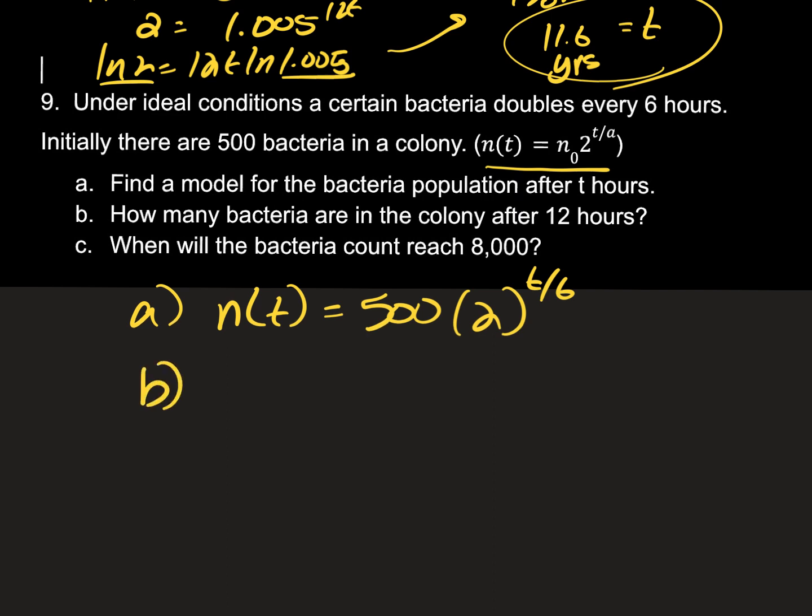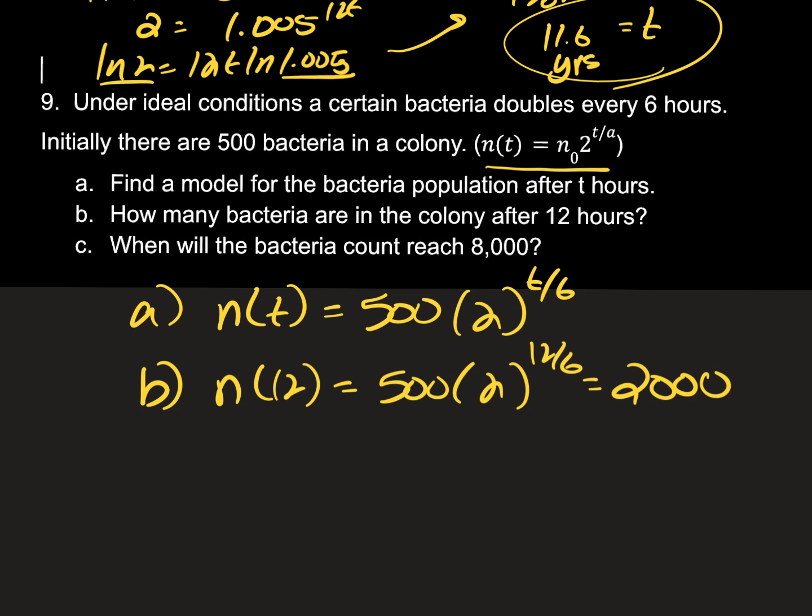Part B, how many are there after 12 hours? So all I'm going to do for that is I'm really just putting in 12. N of 12 is 500 times 2 to the 12 over 6, which is really the second power. So I'm punching in 500 times 2 squared, which is 4. I'm going to have 2,000 there. I could do that part in my head. 2,000 bacteria.